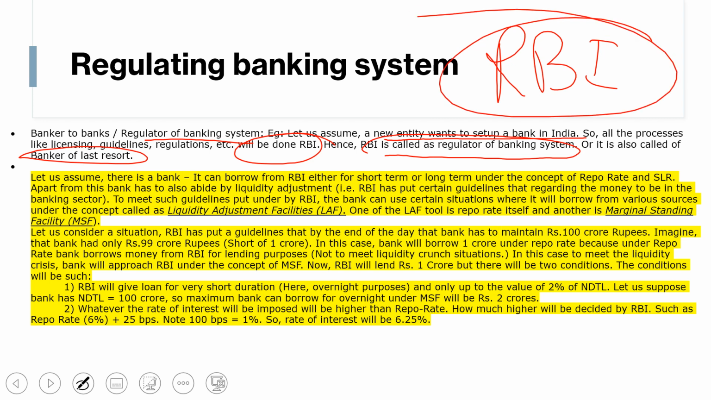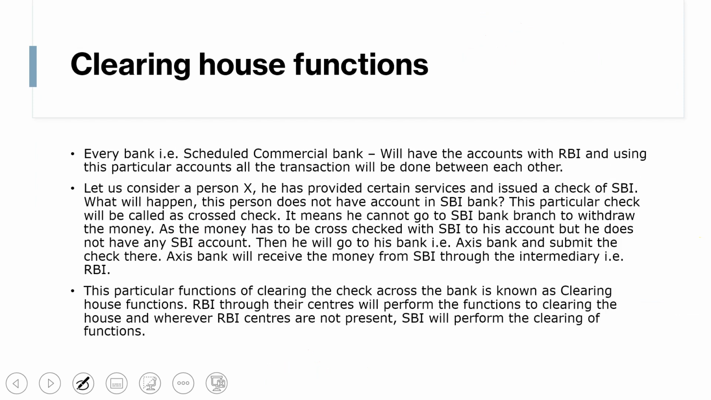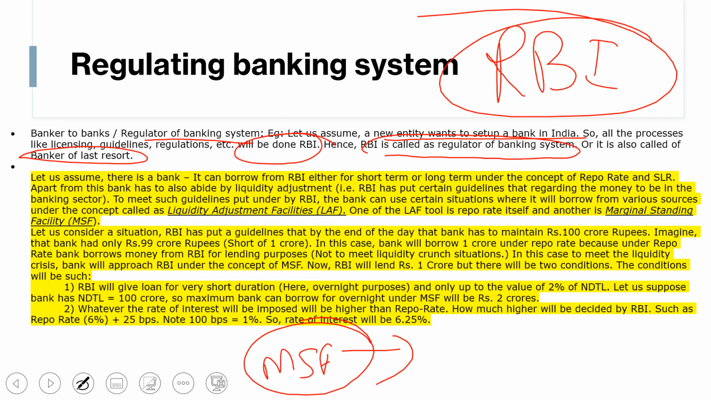Okay. Now we have to understand what the marginal standing facility is. This is with respect to current affairs, where it has been increased from 2% to 3%, and it is up to 31st March 2021. So what is this marginal standing facility? Just pay attention here, it is very important. Further, I will request you to please go through this lecture till the end to understand every topic, because if you skip anything, it will be very difficult to catch all those topics.